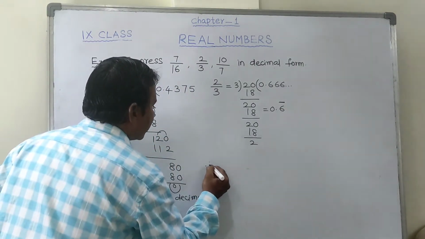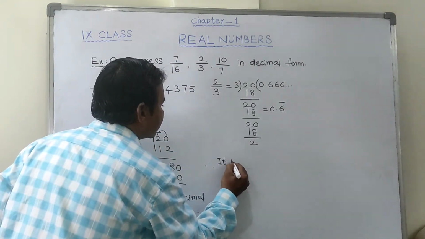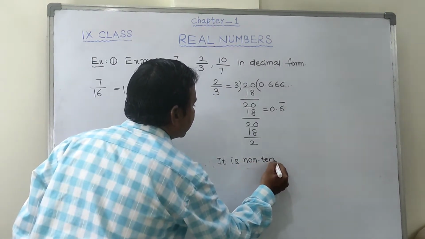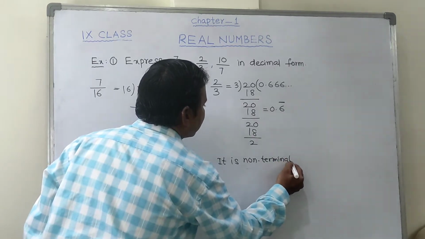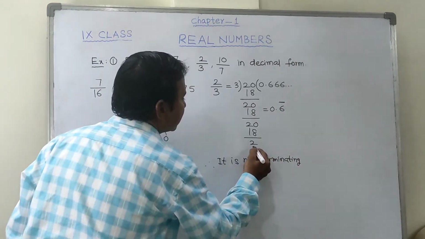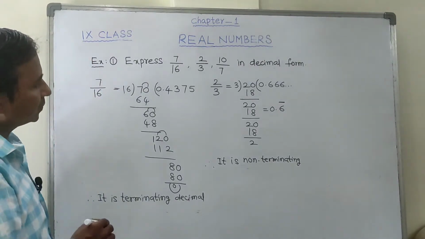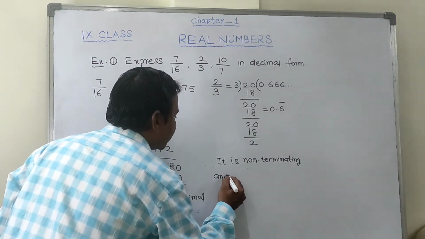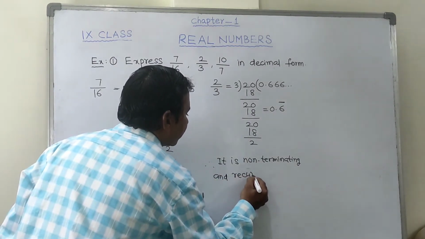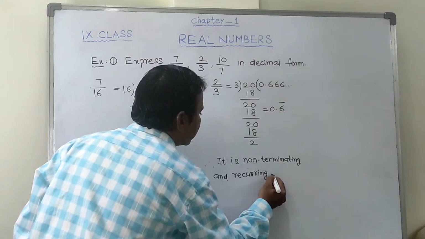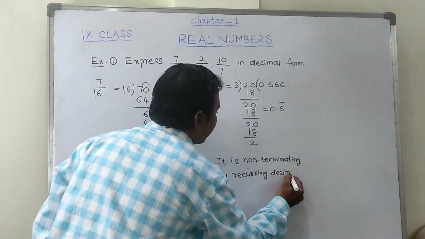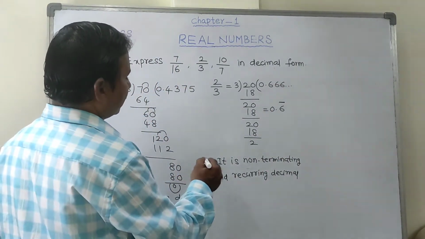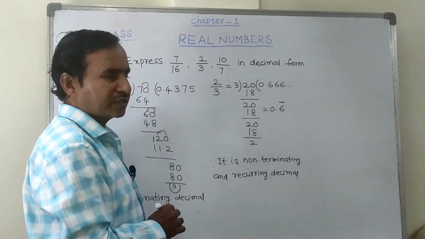So what do we have to write here? It is non-terminating. Why? Because the division is not completed. We won't get 0 here. So it is non-terminating. And what are we seeing? Recurring decimal. It is continuing like that, continuously. So we have to write it is a non-terminating and recurring decimal.